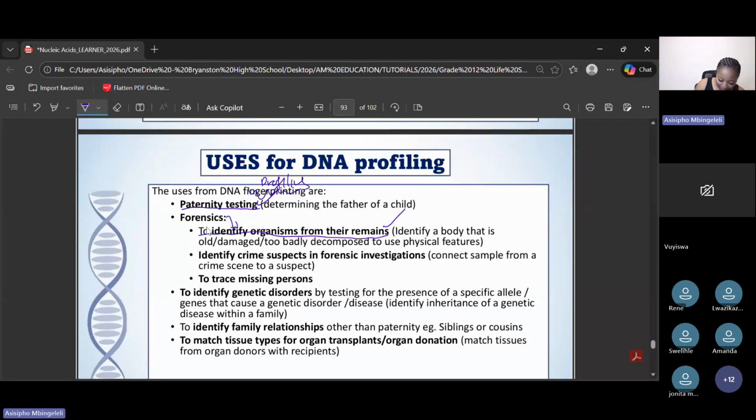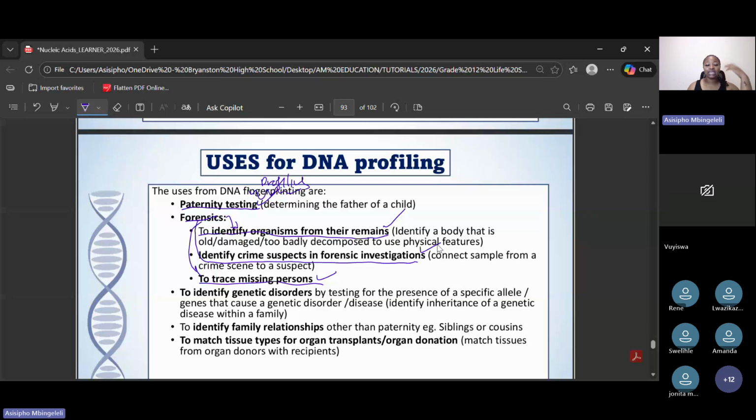Also, another use in forensics is to identify the crime suspects in a forensic investigation. A crime has been committed. Forensic people will go there and collect samples in order for them to run through a biological test, a biochemical test, to then get the DNA. In forensics, they can also use DNA profiling to trace missing persons. Please see where the tick is at.